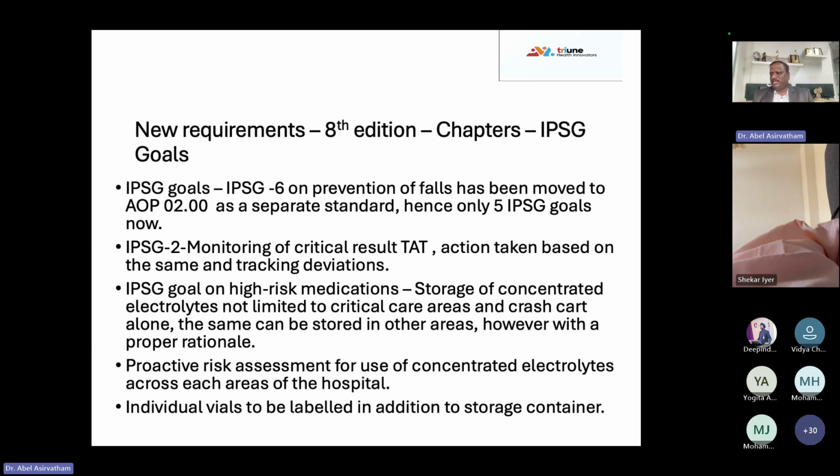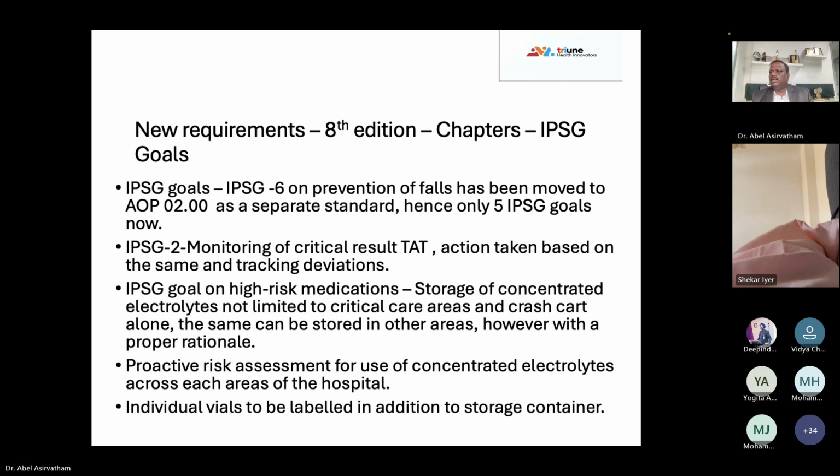Then a proactive risk assessment for the use of concentrated electrolytes across each area of the hospital. When I mean to say each area of the hospital, wherever you are storing the concentrated electrolytes needs to have a separate proactive risk assessment. We tend to do a proactive risk assessment across the hospital. That is not enough. Let me reiterate that. Okay, that is not enough. We need to do a proactive risk assessment for each area where concentrated electrolytes are being stored.